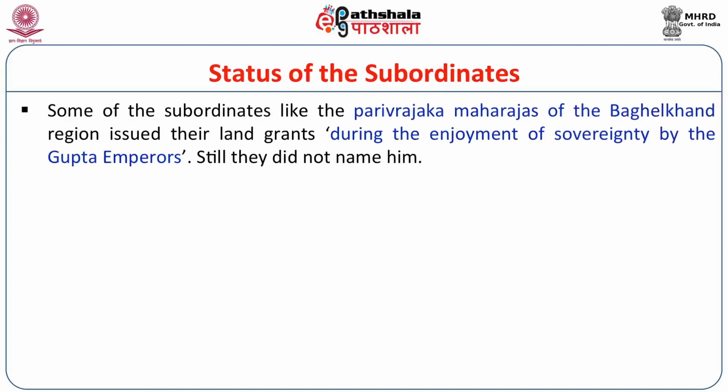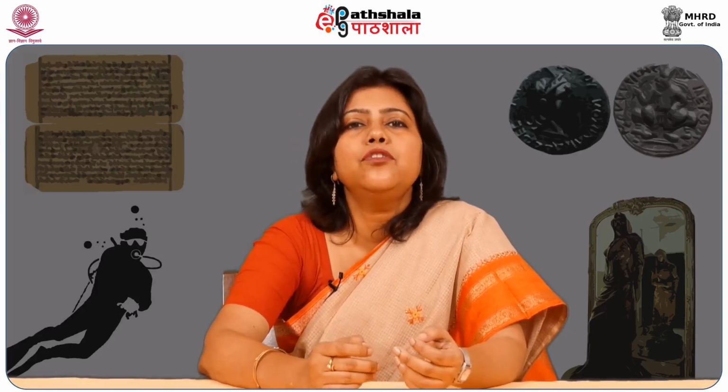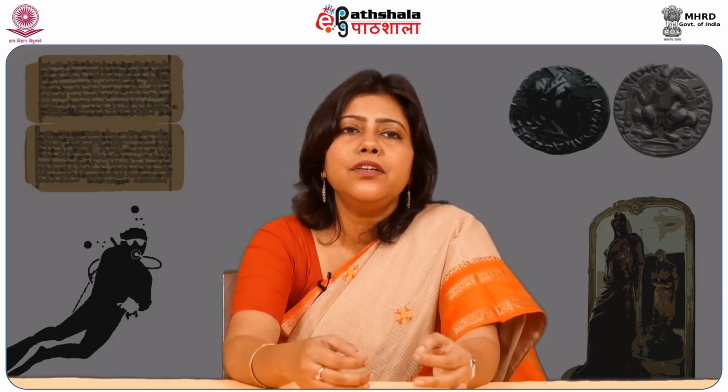The status of the subordinates. Some of the subordinates, like the Parivrajaka Maharajas of Baghelkhand region, issued their land grants during the enjoyment of sovereignty by the Gupta emperors. So they refer to the Gupta emperors, still they did not name the Gupta emperors. And still there are some other subordinates who issued the land grants without any reference to the emperors. But how do we know that they were subordinates to the Guptas? Because all of them use the Gupta era in their inscriptions, so we regard them as the subordinates of the Guptas. So there were various ranks of subordinates of the Guptas and to whom the Guptas accorded various status.